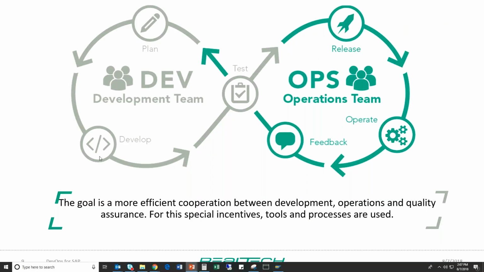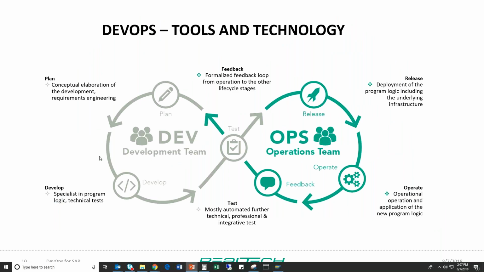So the goal is more efficient cooperation between development, operations, and the quality assurance teams. For these special initiatives, or actually these goals, tools and processes are to be used together. So you can have the process, but if you don't have a tool, there's a disconnect there. So for us, it's about DevOps for tools and technology, right?